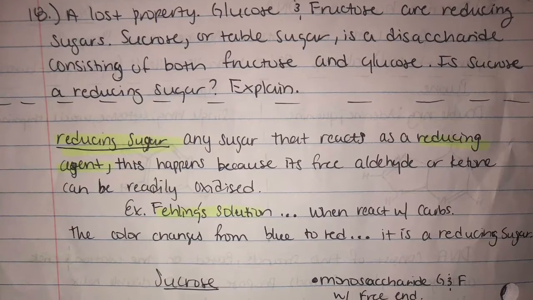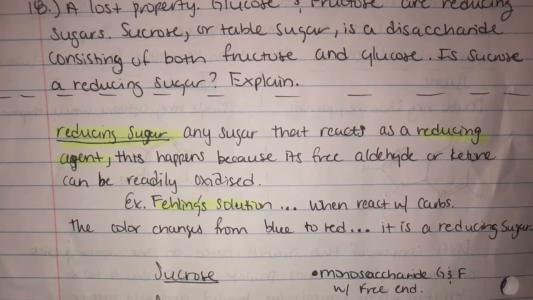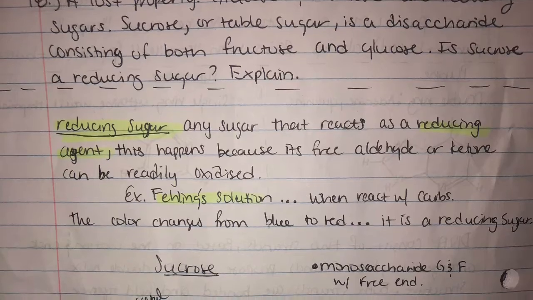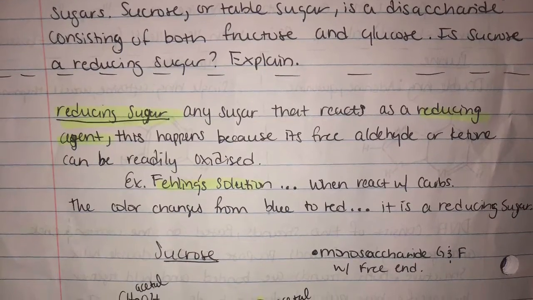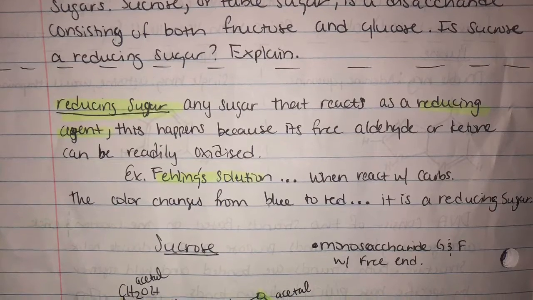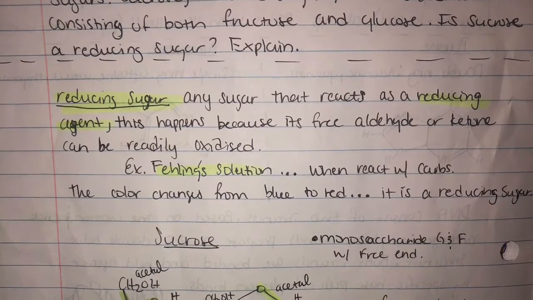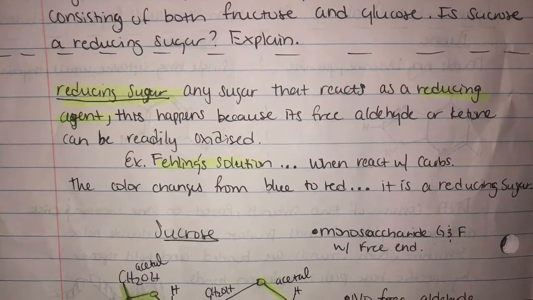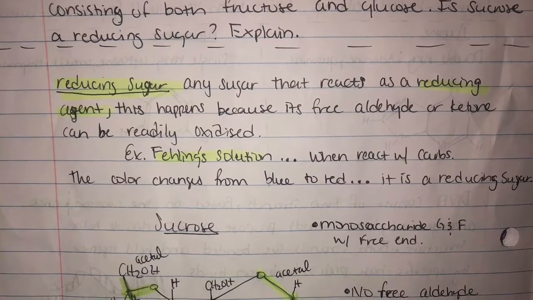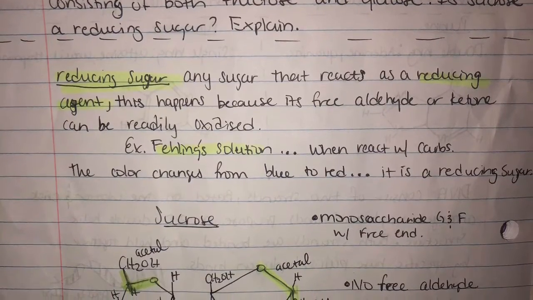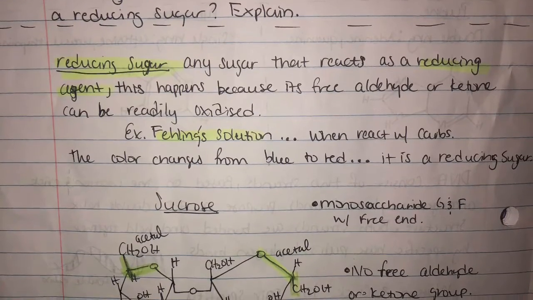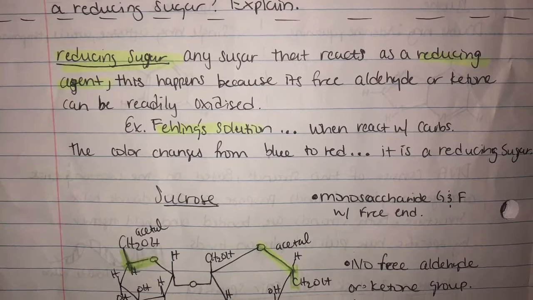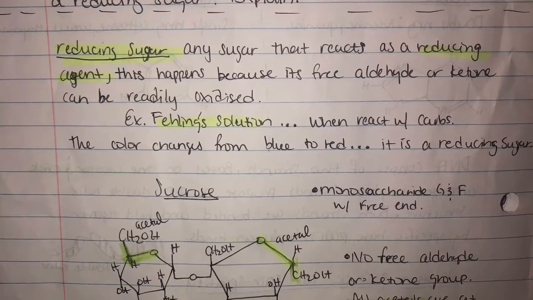Explain. So here, a reducing sugar is basically any sugar that reacts as a reducing agent. It happens because it has a free aldehyde or a ketone end, and it can be oxidized. For example, Fehling's solution. When it reacts with carbohydrates, the color changes from blue to red, identifying that it is a reducing sugar. Now, sucrose is a disaccharide.